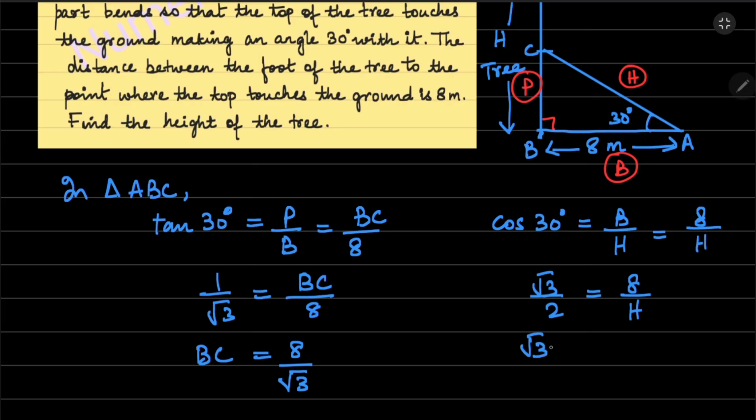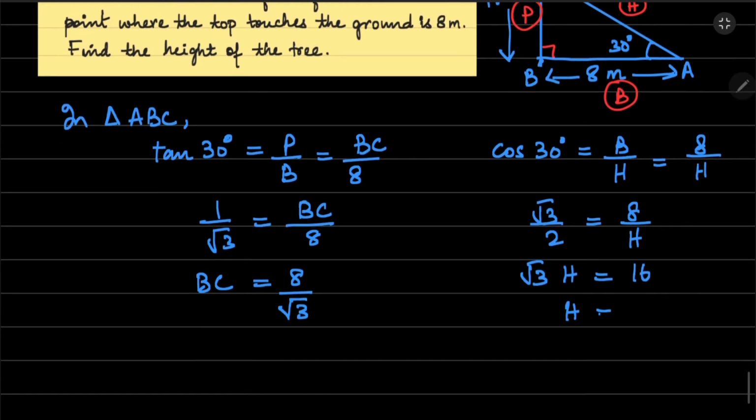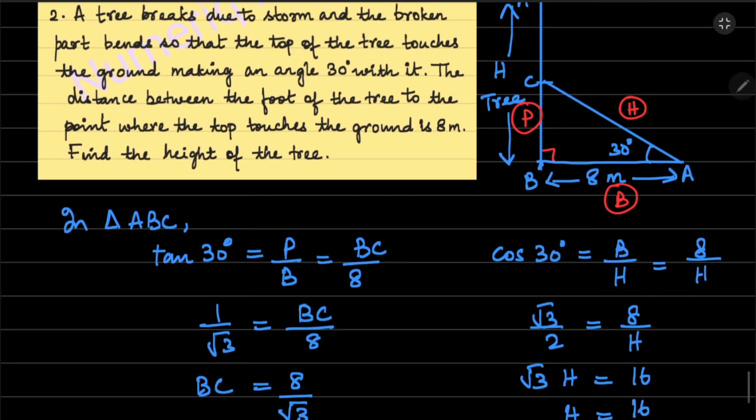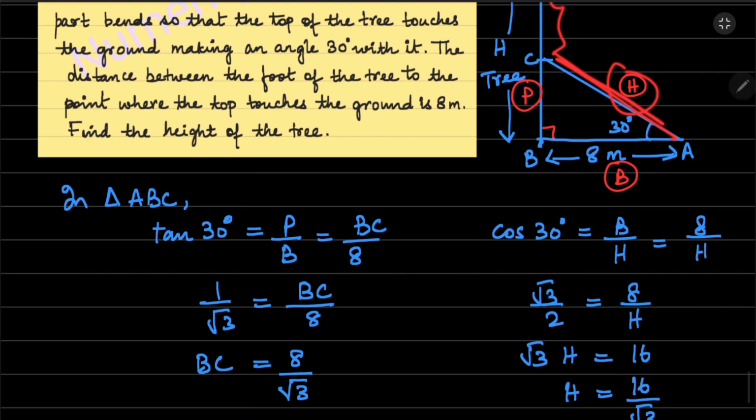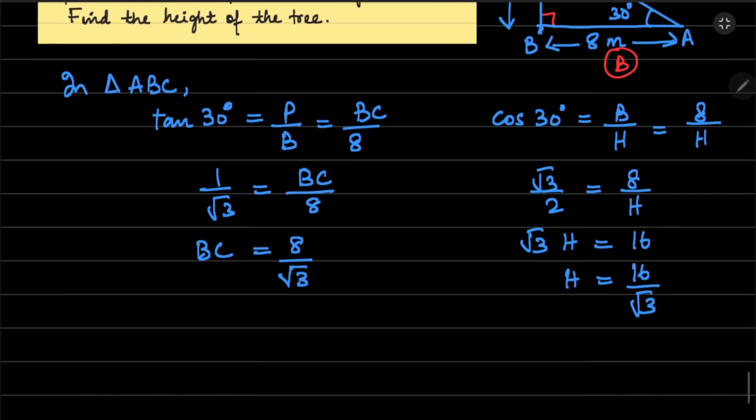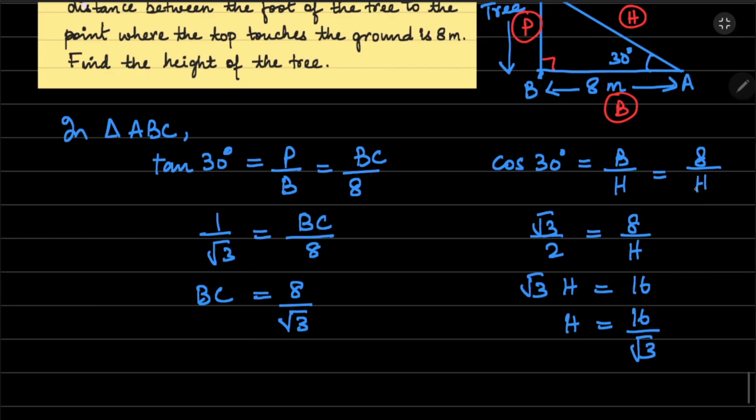Cross multiply. So root 3 H is equal to 16. So H is equal to 16 by root 3. And what is this H? H is this part, right? AC. This is your H. Hypotenuse, AC. Okay.